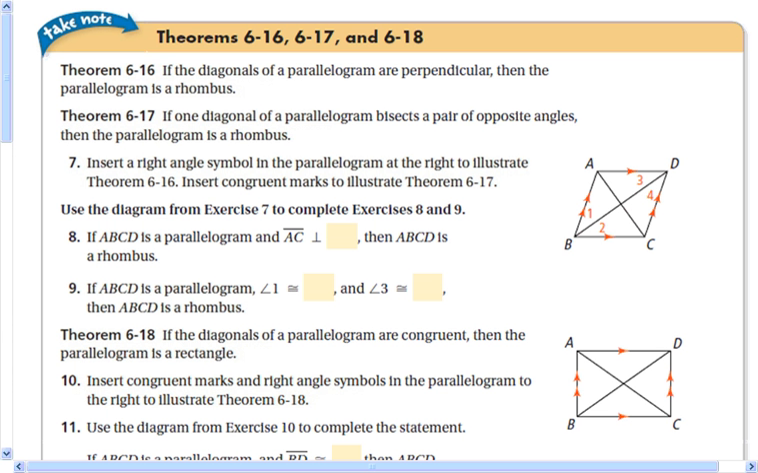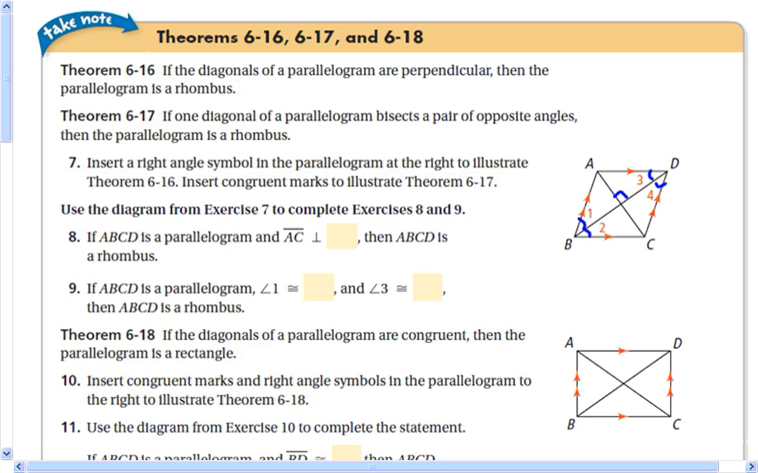All right, so here are some theorems we're going to use. If the diagonals of a parallelogram are perpendicular, then the parallelogram is a rhombus. If one diagonal of the parallelogram bisects a pair of opposite angles, then the parallelogram is a rhombus. So that means that these diagonals are perpendicular, so we can put a symbol in there. And that also means that these four angles are congruent, because we know opposite angles in a parallelogram are congruent, and we know they're bisecting because it's a rhombus.